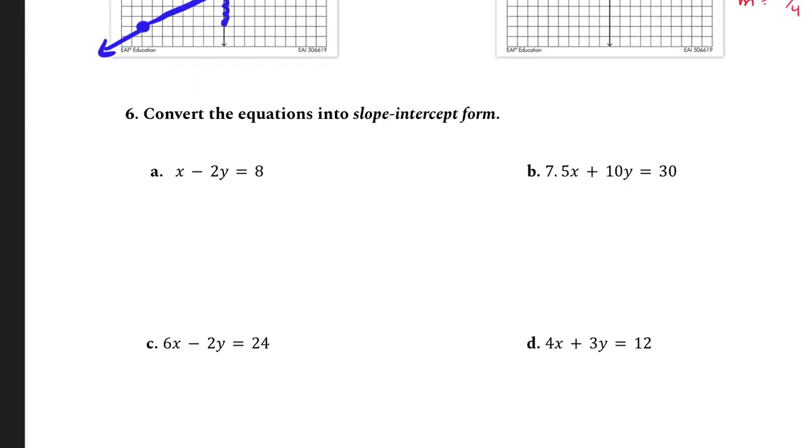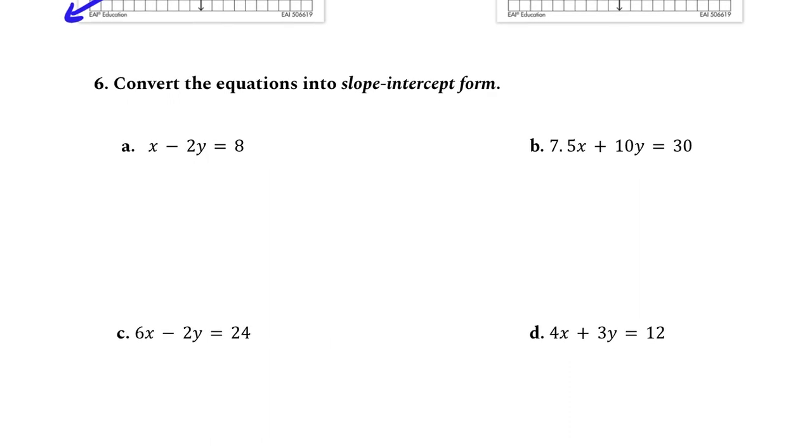Now these we don't have to graph. We're just going to convert them into slope-intercept form. So I'm going to do 2 out of 4 of these. If you remember, slope-intercept form is y equals mx plus b, and you'll notice the y is by itself on the left side. So when it says convert into slope-intercept form, it really means get y by itself. Okay, so let's go ahead and do that.